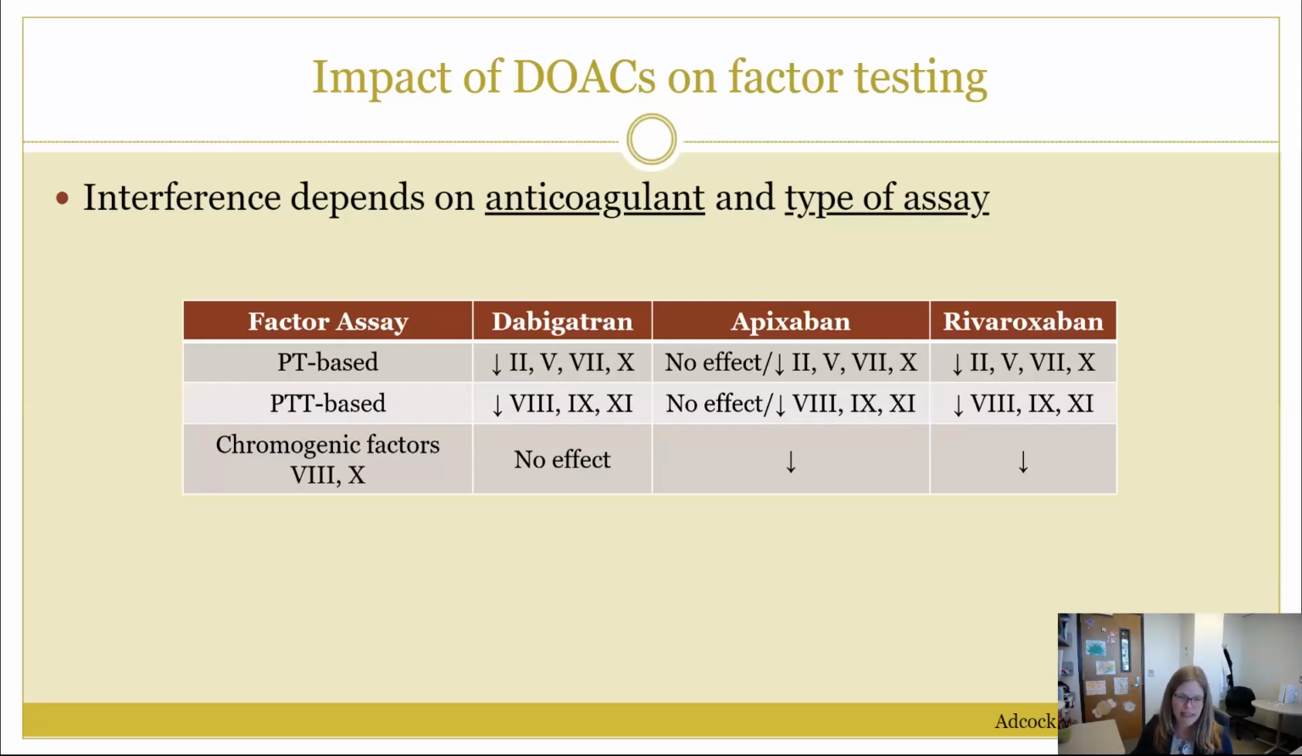I mentioned earlier that a few factors have chromogenic assays available. So factors 8 and 10 are two examples of this. And both of these actually rely at the very end of the assay on factor 10A activity. And so because of this, they're really not affected by dabigatran, but they will be falsely low in the presence of apixaban or rivaroxaban.